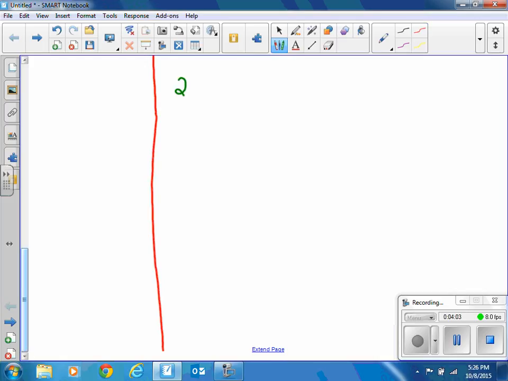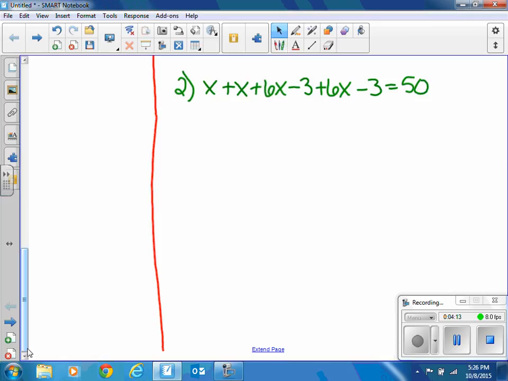Example number 2, we're going to have x plus 6x minus 3 plus 6x minus 3 equals 50. And it seems a little overwhelming when you look at how many terms are in this equation, but we just got to stick to what we know. We've been simplifying, we've done distributive property, we have our steps for solving, we just have to follow them. Step 1, distribute. We don't have anything to distribute, so we don't need to worry about that.